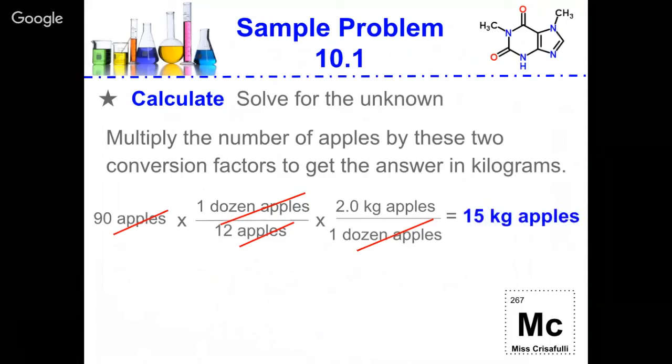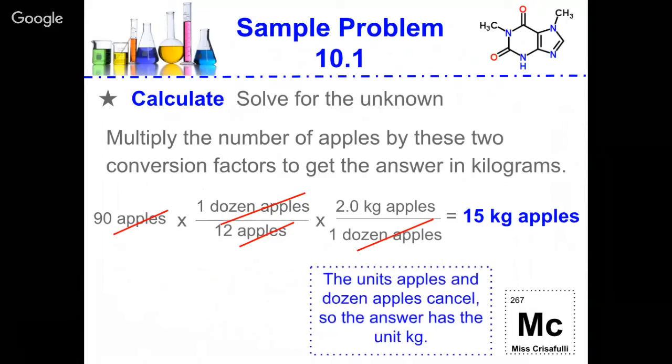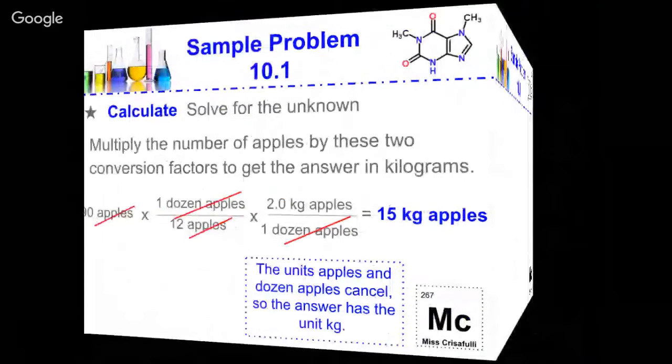Once you multiply 90 times 1 times 2.0, divide by 12, divide by 1, you get 15. Now, the units apples and dozen apples cancel, so the answer has a unit of kilograms. And remember, all of these problems that we're going to have are going to have to be reported to the right number of significant figures and also to the right unit.